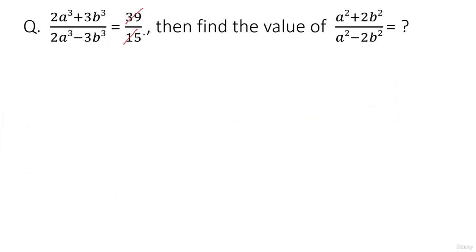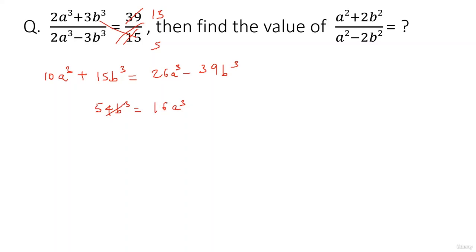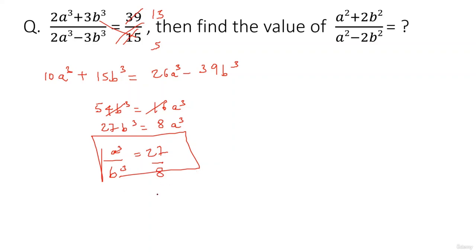The first step is, by observation, you can cancel out 3. And then we cross multiply. Take a cube on the right hand side, b cube on the left hand side. Cancelling out 2, so 27b cube equals 8a cube. That gives you a cube upon b cube is 27 by 8. If you take the cube roots on both sides, you will end up with a by b equals 3 by 2.